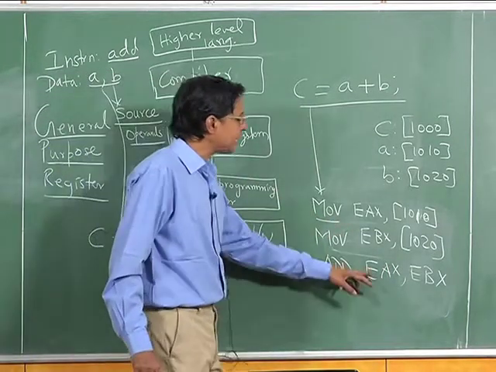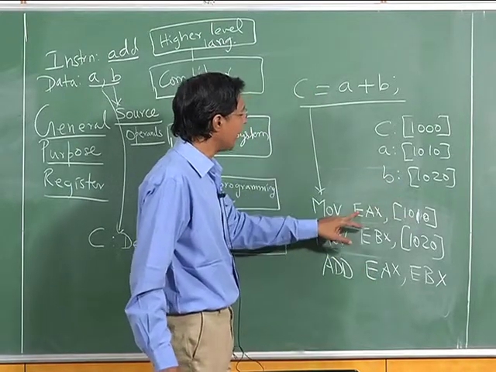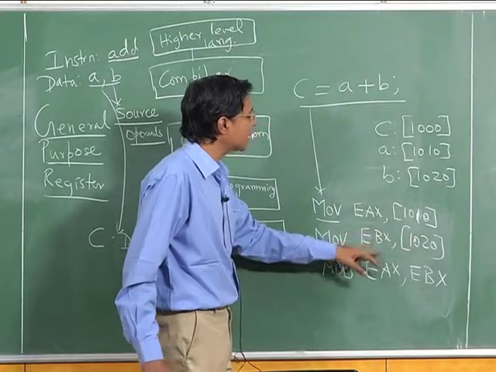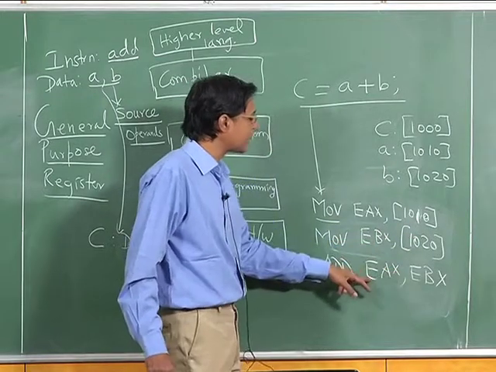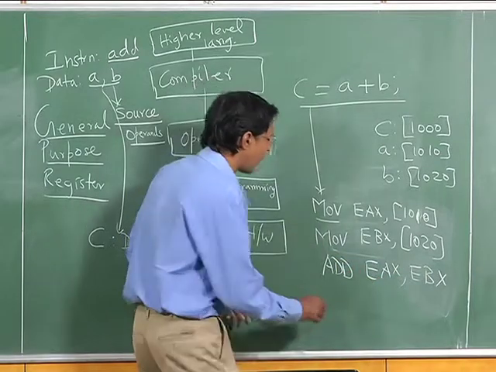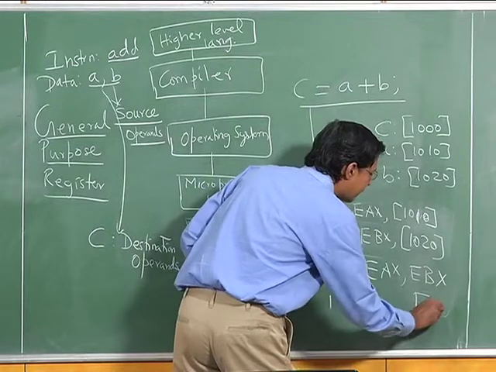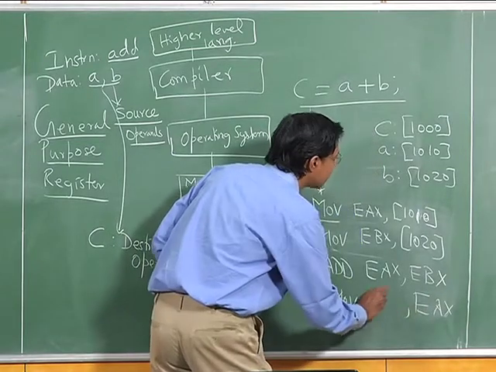Now what is that answer in EAX? That will be now C, because A is moved into EAX, B is moved to EBX, both of them are added and the result is stored back in EAX. So the answer is C. Now I have to move the value of C into 1000.